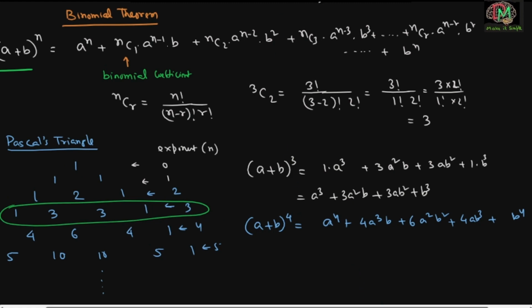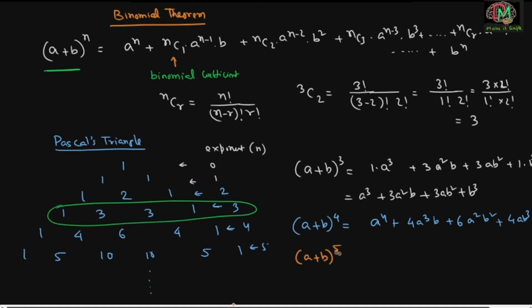In the same way we can write the (a plus b) to the power 5 algebraic identity. It will be a to the power 5 plus 5a to the power 4 b plus 10a cube b square plus 10a square b cube plus 5a b to the power 4 plus b to the power 5.